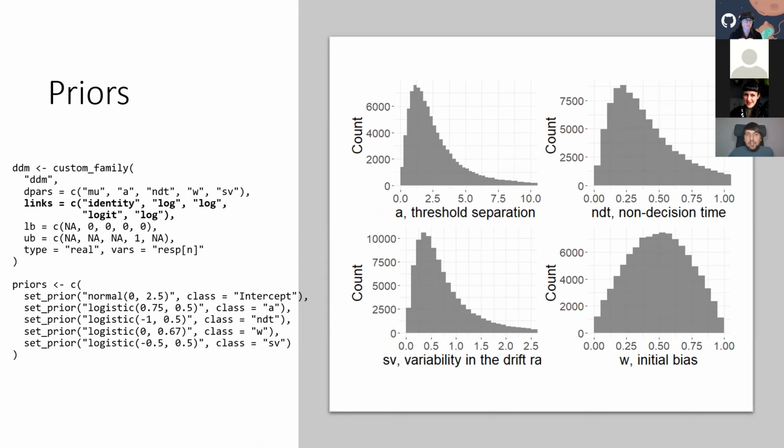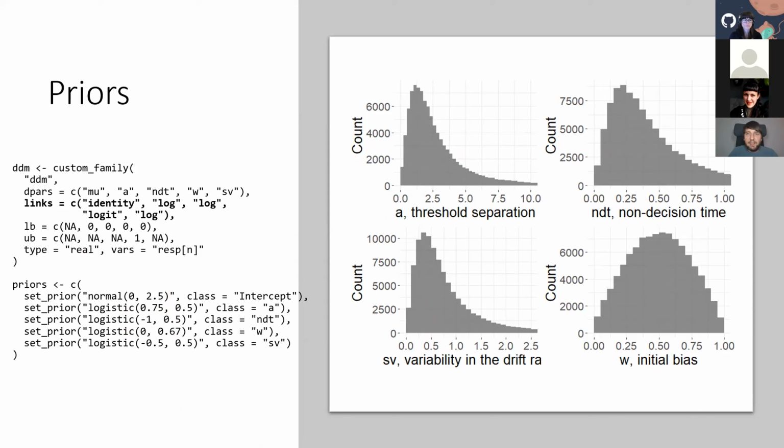And here are the priors that we came up with for the mean parameters. You see they're reasonable. For A, it peaks between 1 and 2, which are common values. For the non-decision time, you want it to be in this region. For SV, you want it not much larger than 1, so it worked. And for the W, it's peaked around 0.5. So we came up with good priors, which we think you can feel free to use.